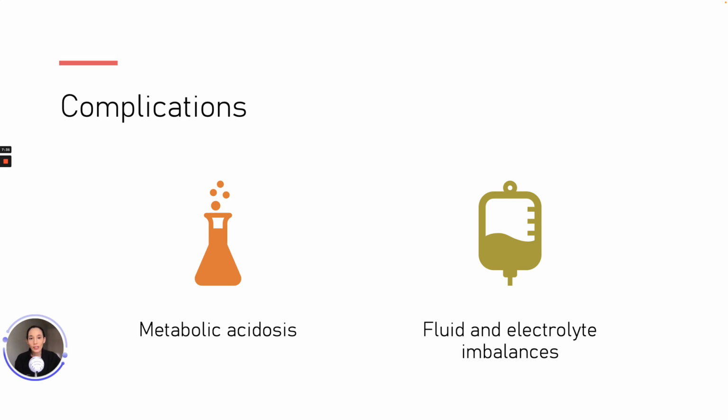Different complications that can occur in acute renal failure depend on the duration and severity, but they can include metabolic acidosis. Waste products are normally eliminated by the kidneys, so if these toxins can't be eliminated, then they can cause metabolic acidosis. And fluid and electrolyte imbalances may occur due to hemorrhage, renal loss, or gastrointestinal losses.